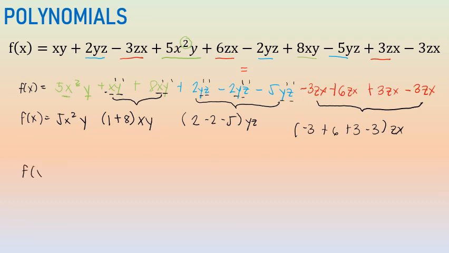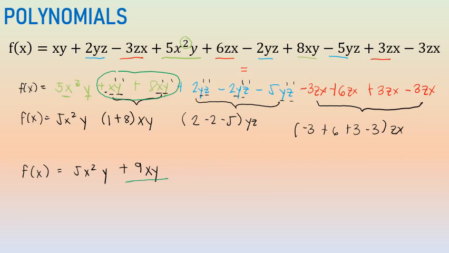So we can proceed with f of x is equals to 5x squared y. Then dito, apply natin yung operations between the two numerical values or coefficients. 1 plus 8, that will be positive 9. Then copy the base, xy. Okay? So, na-simplify na natin itong term na ito. xy plus 8xy is already equal to 9xy.